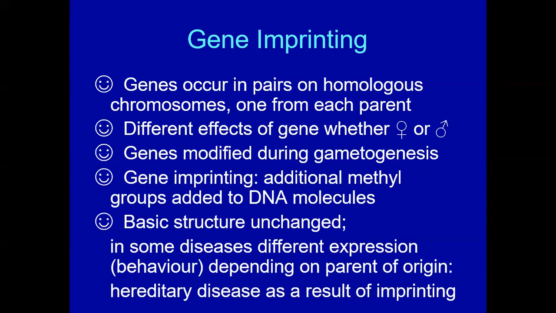Now, what is gene imprinting? Genes occur in pairs, paired in the homologous state, on homologous chromosomes, one from each parent cell. So this is the definition of gene imprinting.